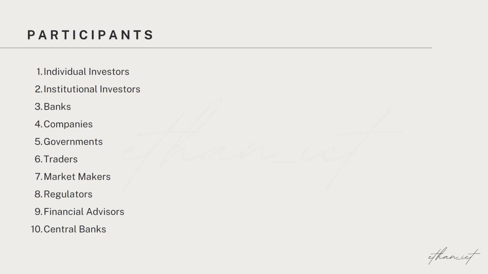Fifth is the government. Governments participate in financial markets to raise funds for public projects, infrastructure development, or budgetary requirements. They issue government bonds as a means of borrowing money from the public and institutional investors. Governments aim to manage their fiscal policies effectively and ensure economic stability.